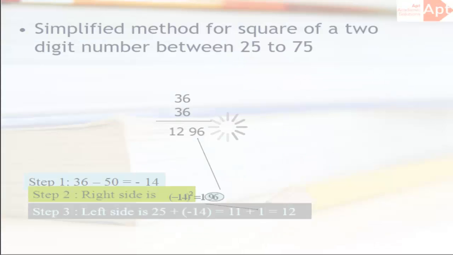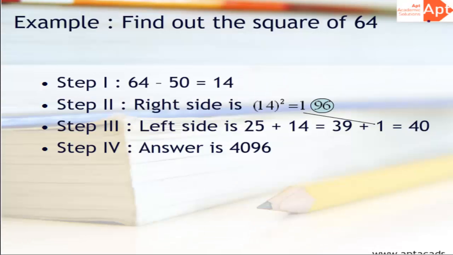Have a look at one more example. Now we want to find the square of 64. You see, now I have taken a number which is more than 50. So what will we do? First of all, we will compare with 50. So here it is 14, rather plus 14. So right hand side again is going to be 96, from 196. So the last two digits 96 are going to be the right hand side of the answer.